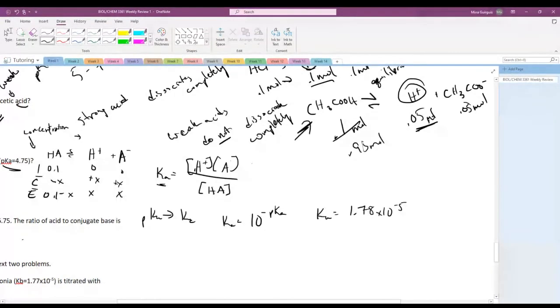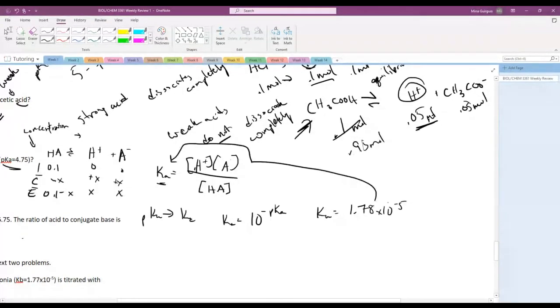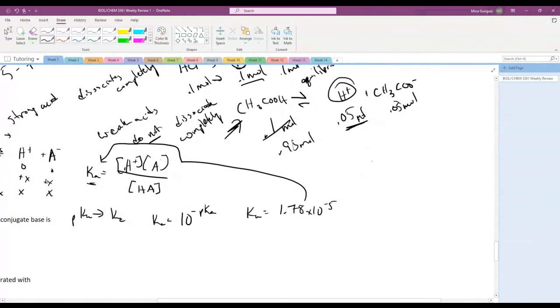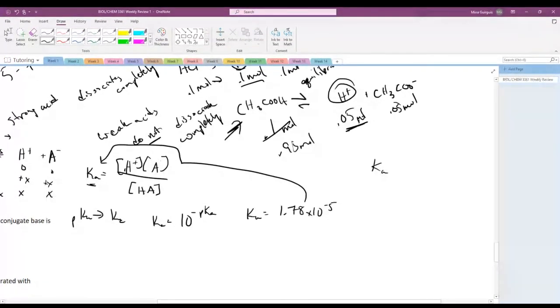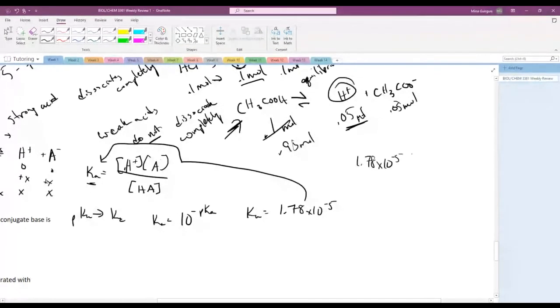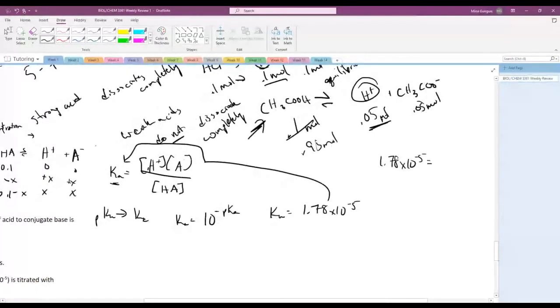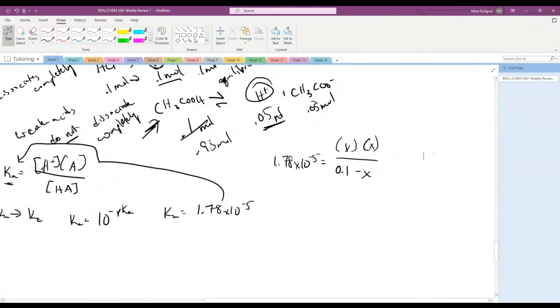Okay, and now I'm going to plug it in. So I'm going to say 1.78 times 10 to the negative fifth is equal to concentration of H plus, as we see in this ice table. H plus is X. Okay. A minus is also X. And finally, that's all over 0.1 minus X. So now there are a couple of ways to solve from here. So I'm going to, again, show two different ways, though I'm probably going to stop halfway through one.